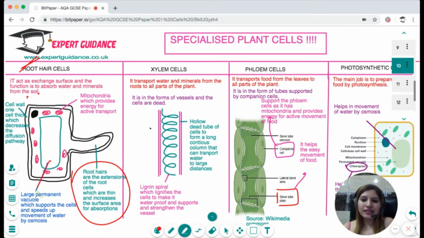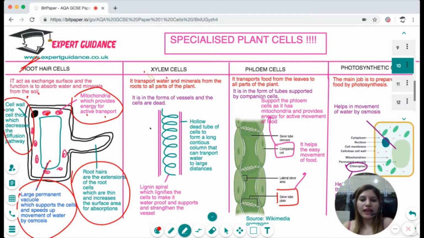Then it has a large permanent vacuole which supports the cell and speeds the movement of water by osmosis. At times, it's not just diffusion through which the water and minerals move. Active transport also happens. So for that, there's mitochondria inside the root hair cell, which provide the energy for active transport. It has a cell wall, and it is just one cell thick so that substances can easily diffuse and the diffusion pathway is reduced.